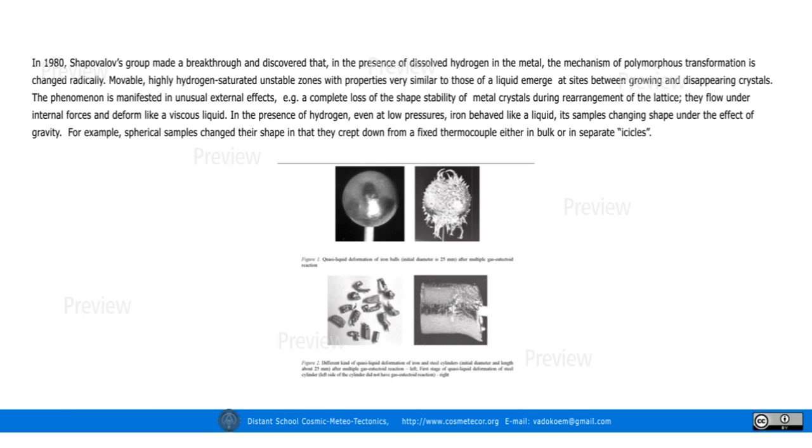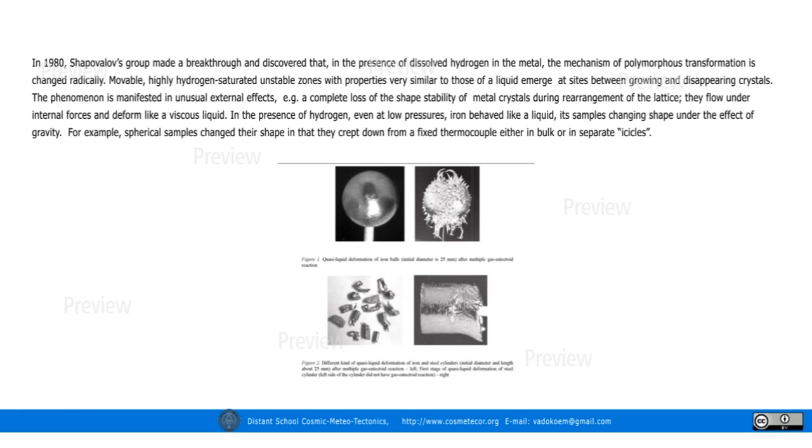In 1980, Shapovalov's group made a breakthrough and discovered that in the presence of dissolved hydrogen in the metal, the mechanism of polymorphous transformation is changed radically. Movable, highly hydrogen-saturated unstable zones with properties very similar to those of a liquid emerge at sites between growing and disappearing crystals. The phenomenon is manifested in unusual external effects, for example, a complete loss of the shape stability of metal crystals during rearrangement of the lattice. They flow under internal forces and deform like a viscous liquid.